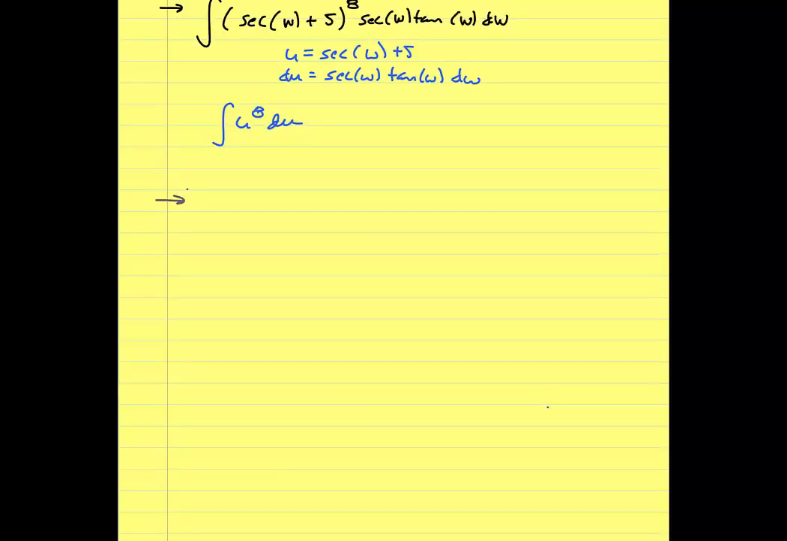Now we've already talked about change of variable, so always have your eyes open for a change of variable type problem. This is a change of variable that I think will work all the way through. So again, this one, change of variable.